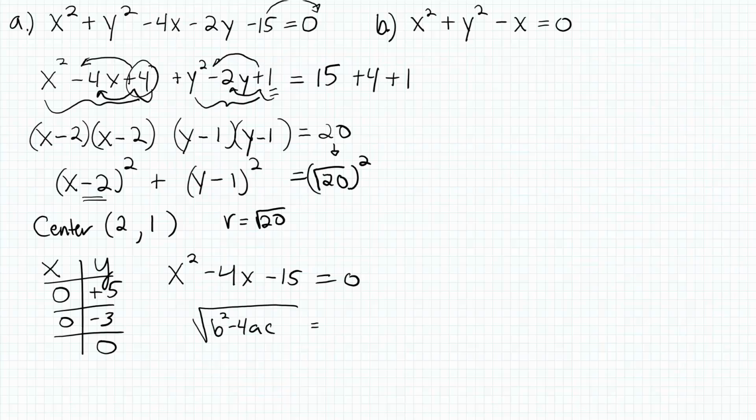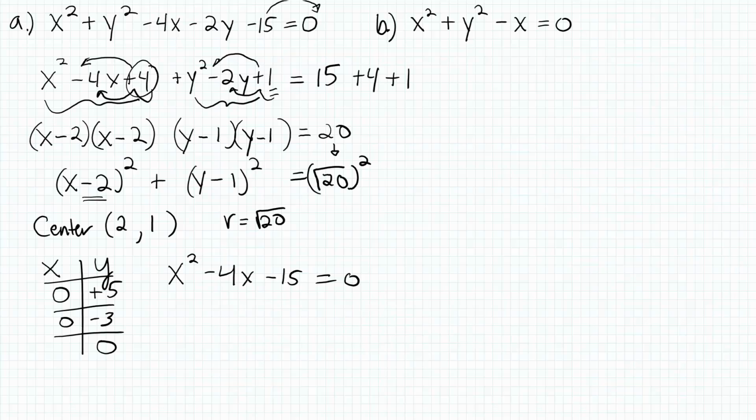So in this case, that would be the square root of b squared, which is negative 4 squared, or positive 16, then minus 4 times a, which would be 1, times the c term, which is negative 15. All right, so that will be a positive number. That'll basically give you what? The square root of 4 times 15 is 60, and 60 plus 16 is 76. So the square root of 76 would basically be our discriminant. Okay, so the square root of 76 would be that radical part of the quadratic formula.